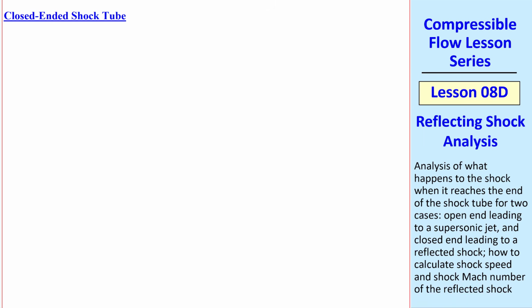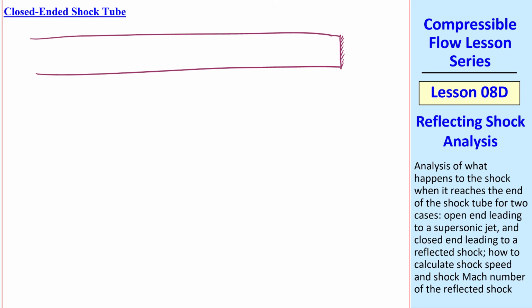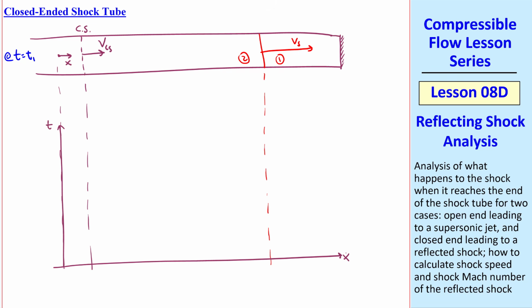Now consider a closed-ended shock tube. Suppose the end of the shock tube is a wall. Again, we have our contact surface and our moving normal shock with regions 1 and 2, and this is at some time T1, and x is 0 at the initial location of the diaphragm, where it burst at t equal t0. So we can come down vertically from these locations and sketch our x-t diagram.